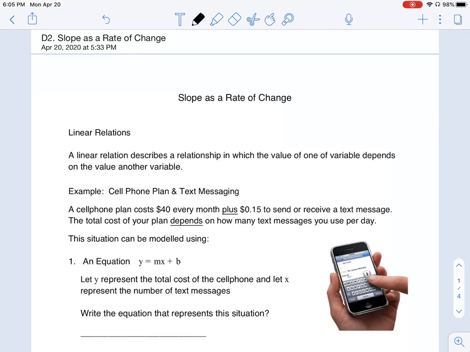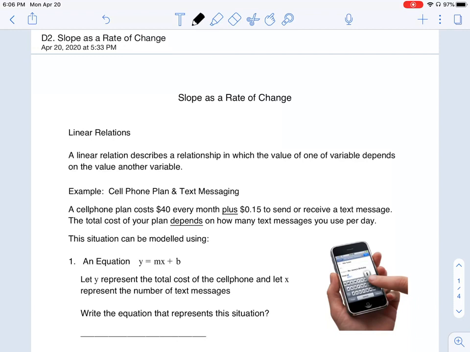So we're talking about slope as a rate of change. When it comes to linear relationships, a linear relation describes a relationship in which the value of one variable depends on the value of another variable. The example we have is very similar to the one we saw in our quiz last week.